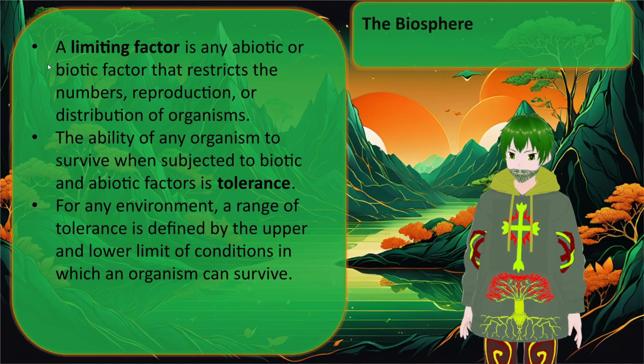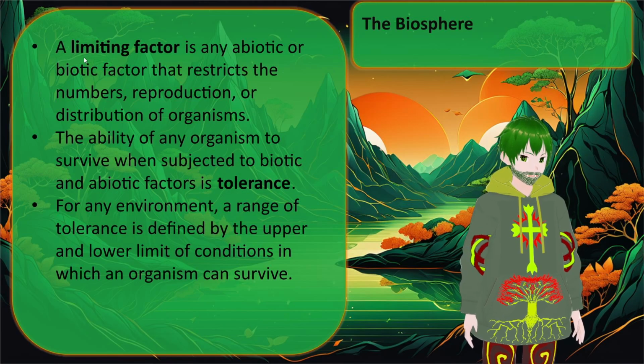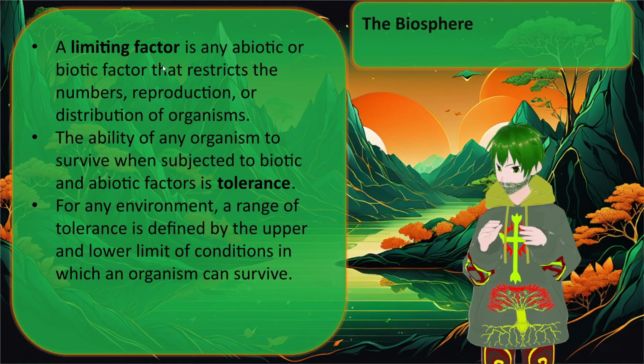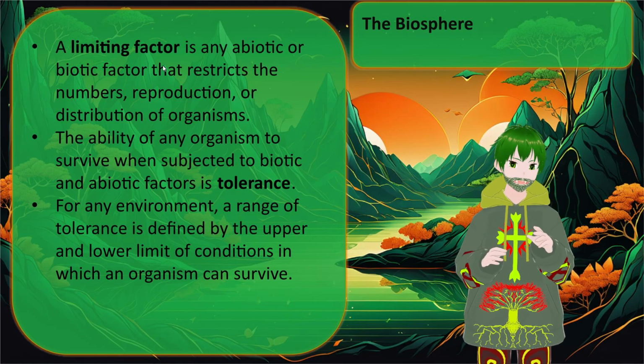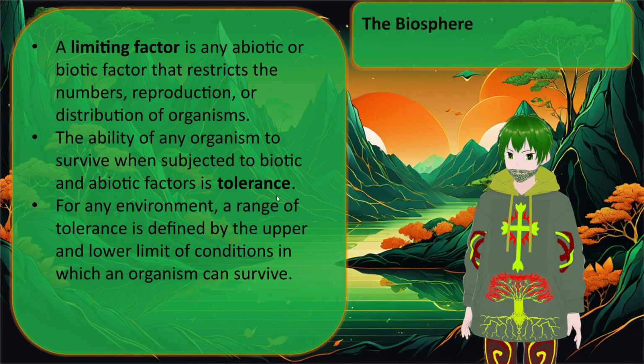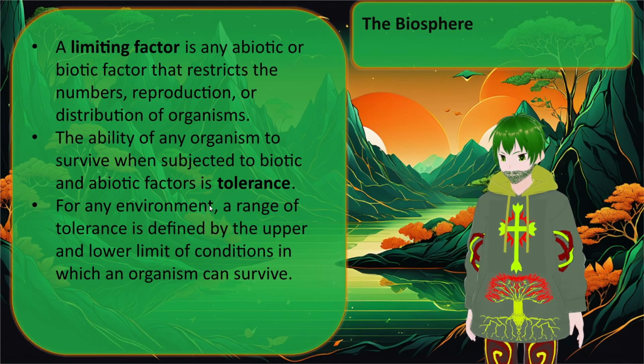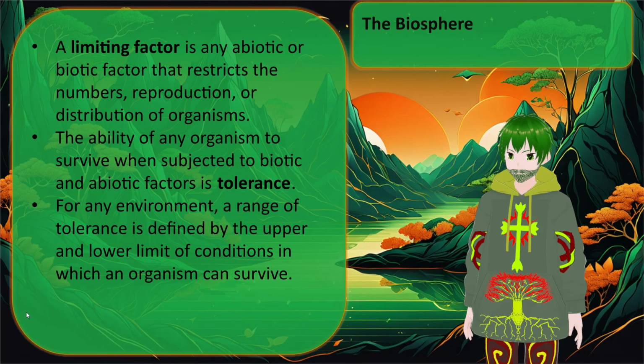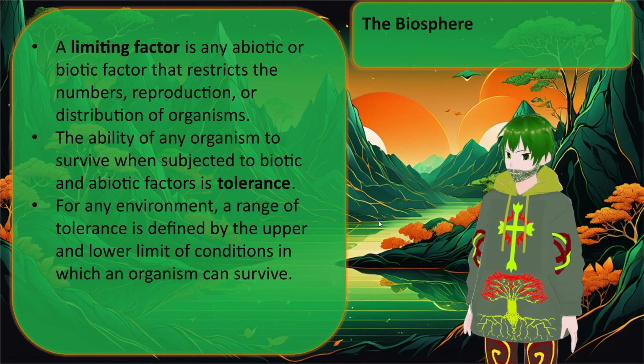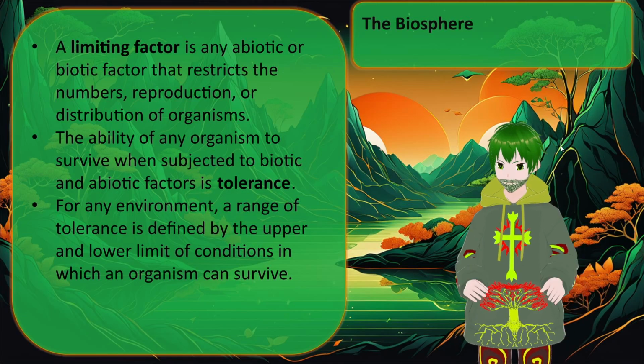And that's the idea of a limiting factor versus a range of tolerance. A limiting factor means that it impairs the ability of the organism to survive, to stay alive. And a range of tolerance is where it can stay alive, but has an ideal range where it can be the healthiest as alive.